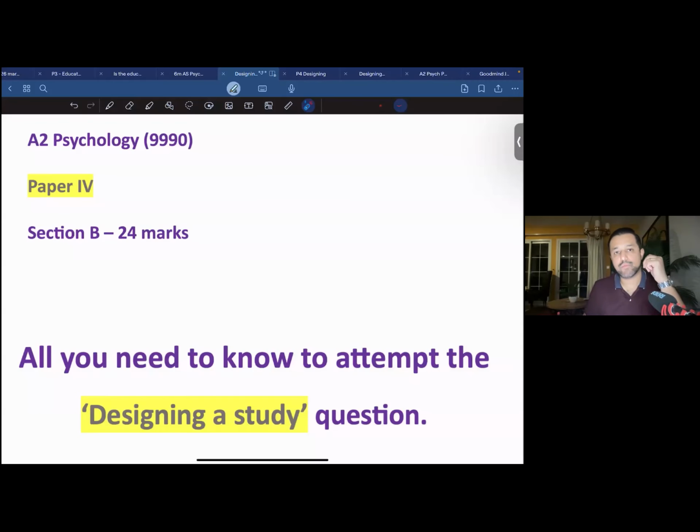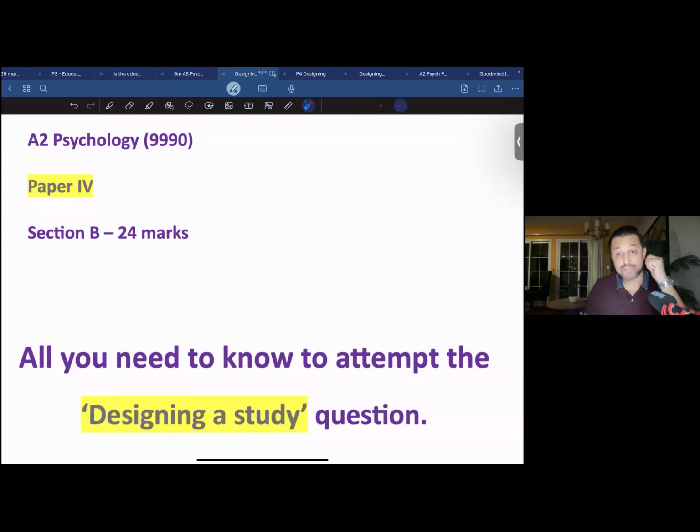Hello, everyone. Today we'd be discussing the designing a study question. Now, this question where we are expected to design a study or plan out a study, we get this question in paper 4. Paper 4, section B. This section is of 24 marks.